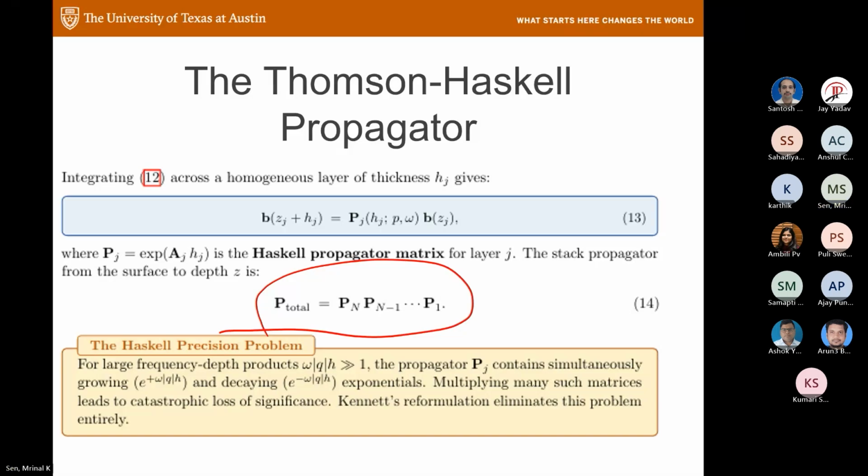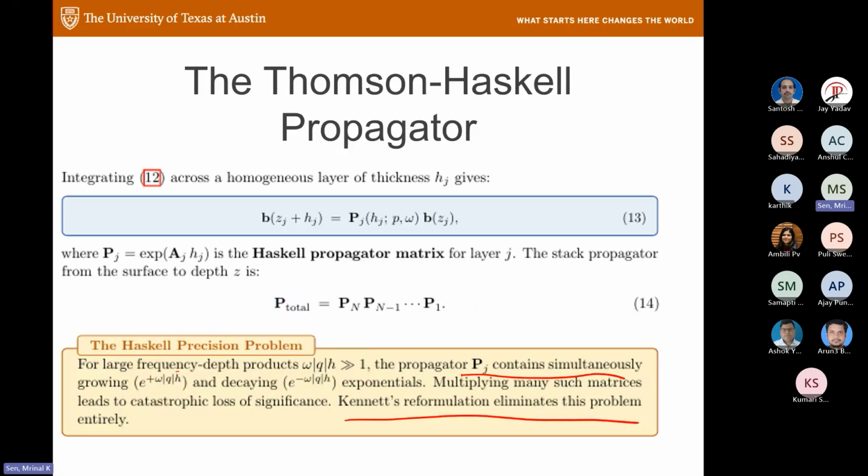So the problem with this method is that for large frequency depth products, the propagator contains some error that grows as you multiply for different layers, and this exponential becomes so large that it actually blows. So multiplying many such matrices can cause instability, and it does cause instability, and that is why Kenneth's method actually became so popular.